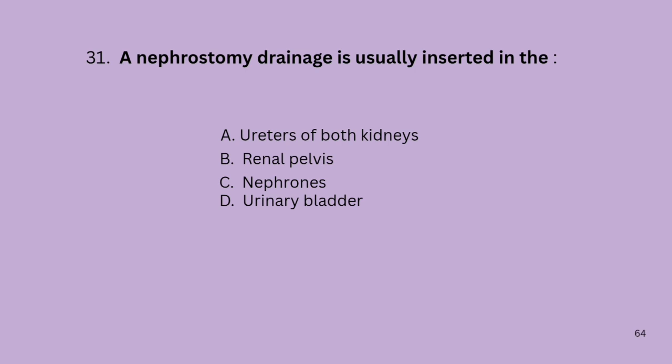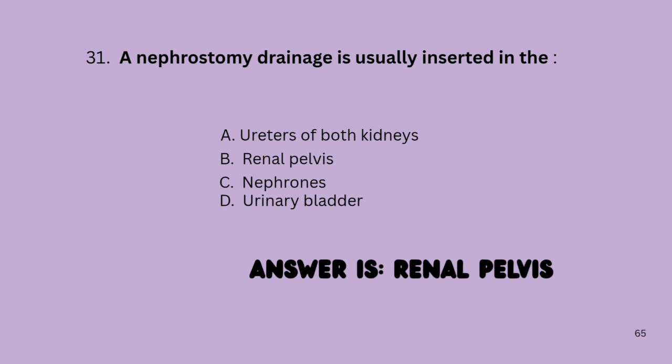Number 31. A nephrostomy drainage is usually inserted in the ureters of both kidneys, renal pelvis, nephrons, urinary bladder. The answer is renal pelvis.